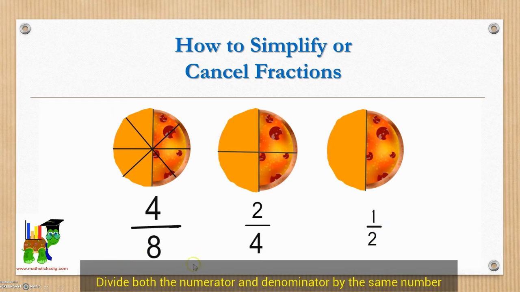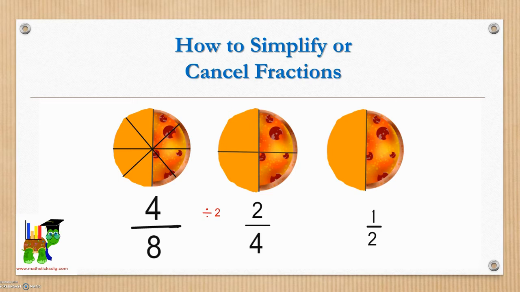So to do that, we're going to divide both the numerator and denominator by the same number. So what factors go into both 4 and 8? So we have 2. 4 divided by 2 is 2. And 8 divided by 2 is 4. The same with 2 quarters. Divide them by 2. You have 1, and 4 divided by 2 is 2.